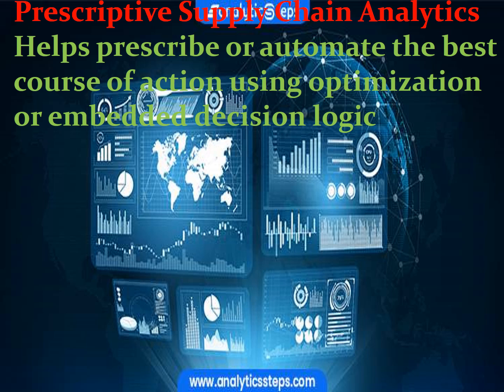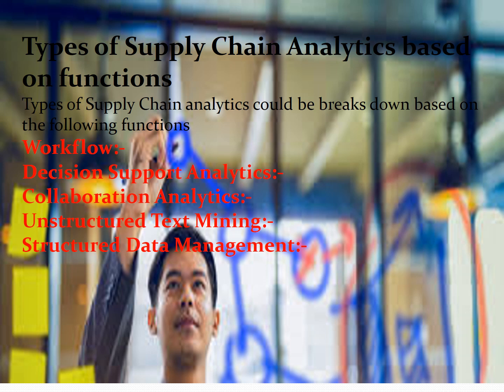It helps to prescribe or automate the best course of action using optimization or embedded decision logic. This can help improve decisions about when to launch a product, whether to build a factory, or the best shipment strategy for each retail location. These were the four types of supply chain analytics based on Gartner's model, but we can also have more types of supply chain analytics based on functions. So in the next part we are going to discuss types of supply chain analytics based on function.